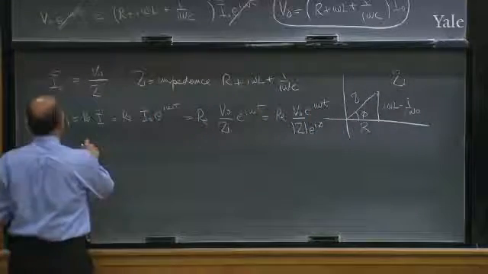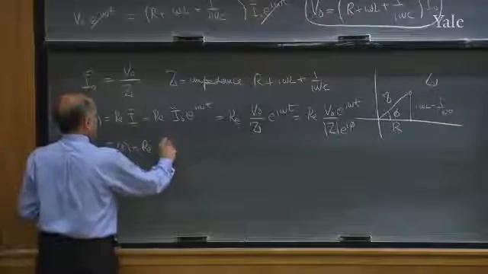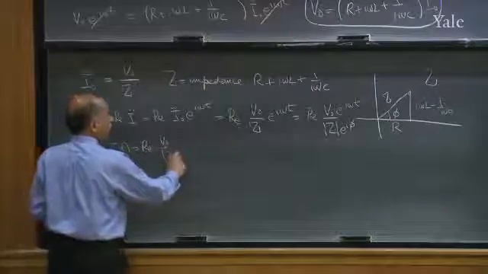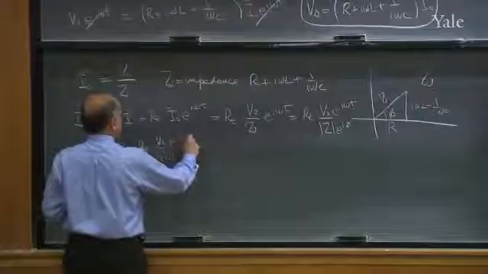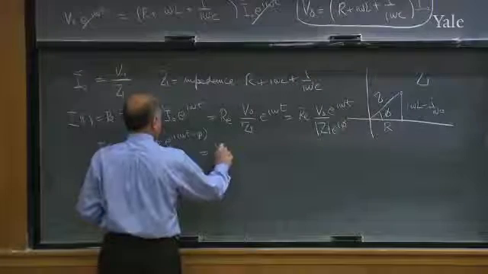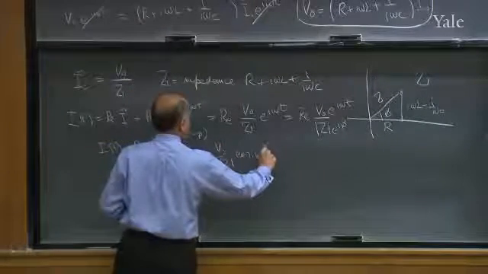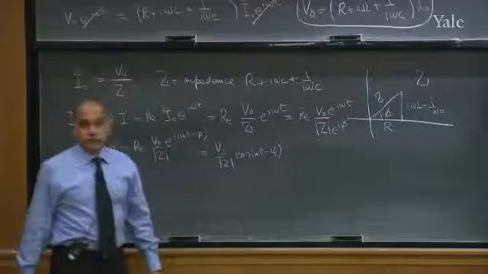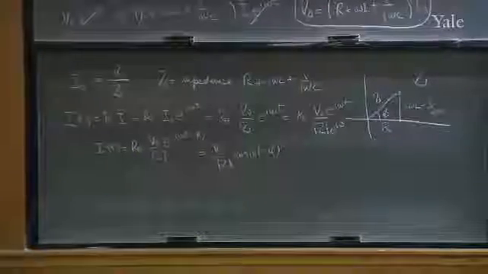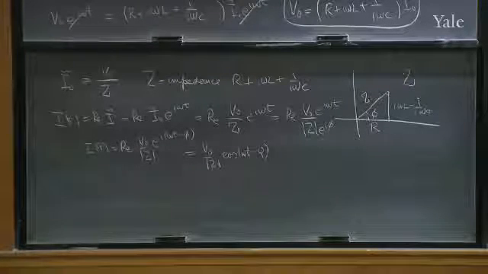So now you find I of t is the real part of V naught over mod Z e to the I omega t minus phi. And that we know is V naught over mod Z cosine omega t minus phi. So that's the final result. That's the answer to the original question.